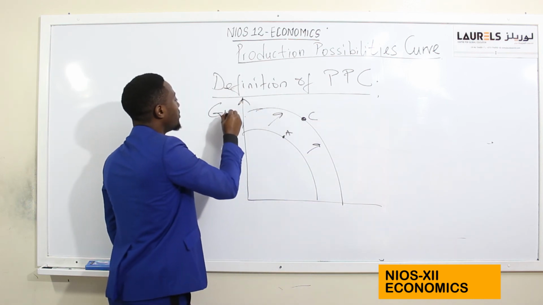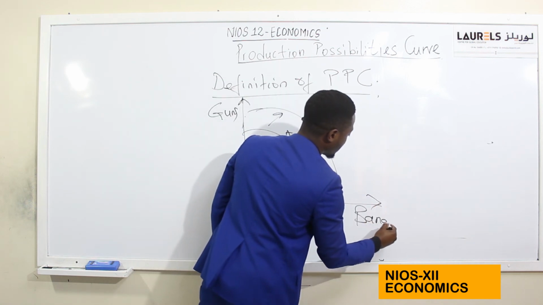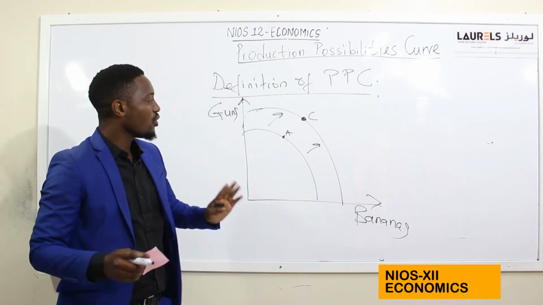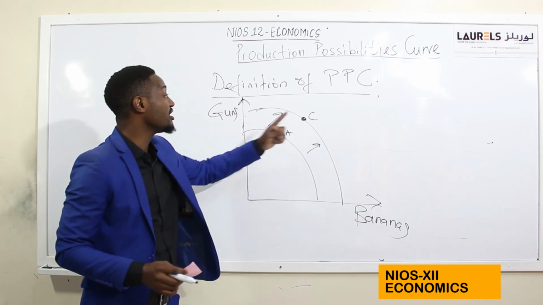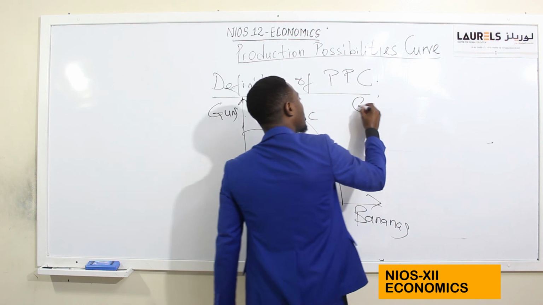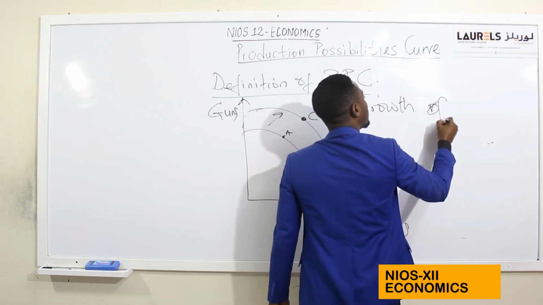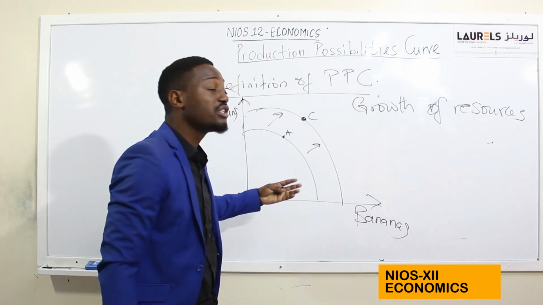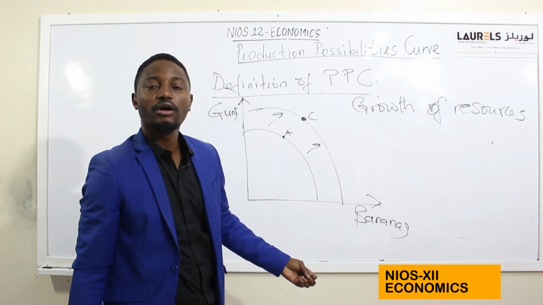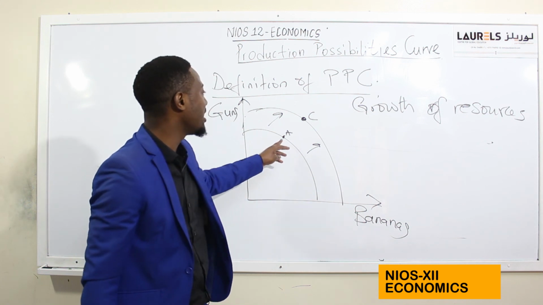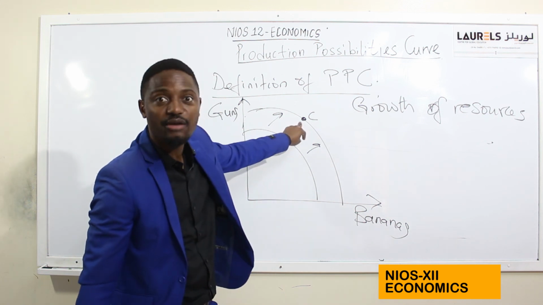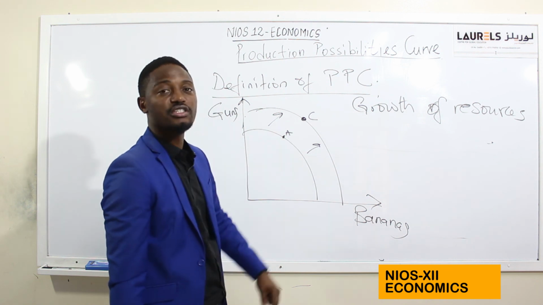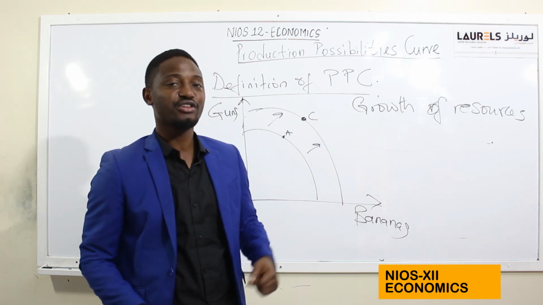For us to move from point A to point C, which happens to be a higher production possibility curve, only two things can happen. The first is if we have growth of resources. What do we mean by growth of resources? If we discover more raw materials, if our labor force becomes more productive, then we can move from producing at point A to a higher production possibility curve at point C. The next factor which can cause us to move away from point A to point C is improvement in technology. This brings us to the end of our lesson today.